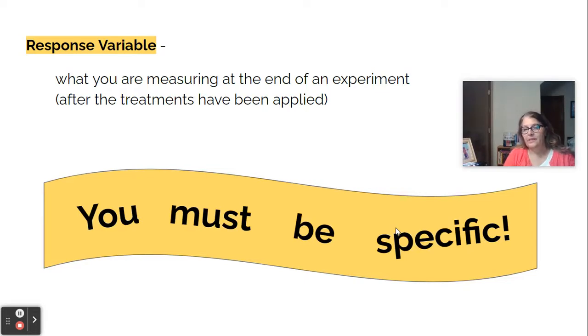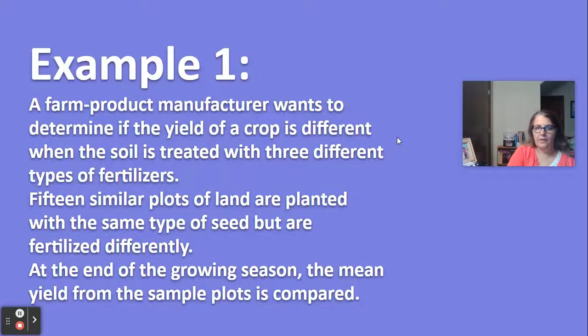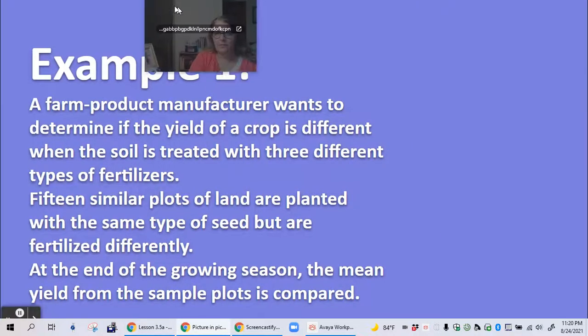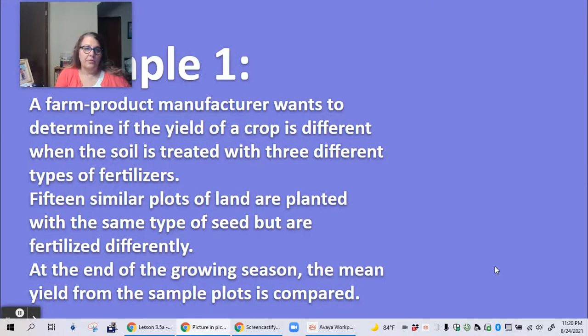Put everything in context when you are talking about it. Okay, so let's look at an example. A farm product manufacturer wants to determine if a yield of crop is different when the soil is treated with 3 different types of fertilizer. 15 similar plots of land are planted with the same type of seed, but are fertilized differently. So at the end of the growing season, the mean yield from the sample plots is compared.